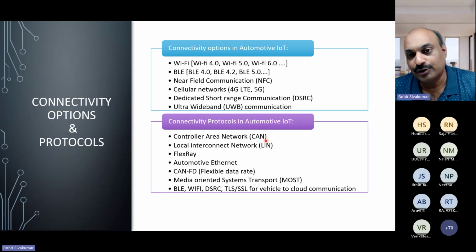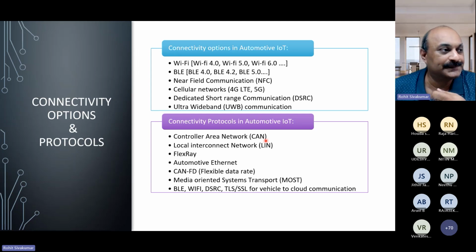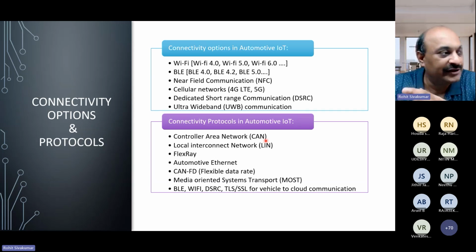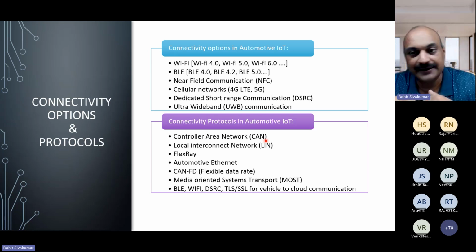FlexRay is another protocol which is used for very high deterministic communication. So it could be like talking to the brakes of the system. When the ABS has to be activated, and you have the engine ECS, ESC and the ABS, which have to interact, those happen over the FlexRay.